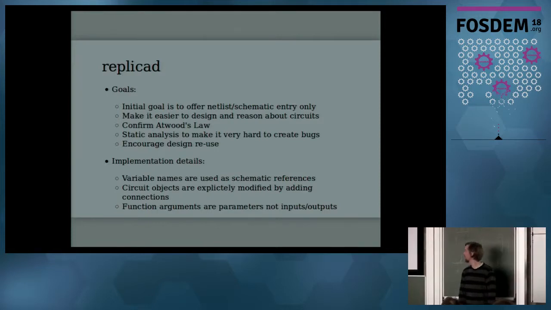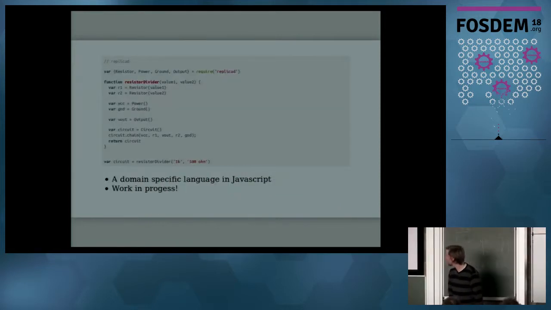And there's an explicit circuit object. So with both Skiddle and PyCircuit, there's this implicit circuit object which is being modified. And here you have to say, I'm instantiating a circuit, and then I will add connections to it. And that's how, when you add connections, you also then implicitly add the components to the circuit.